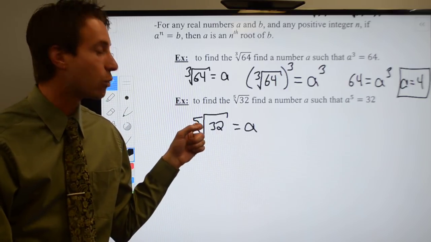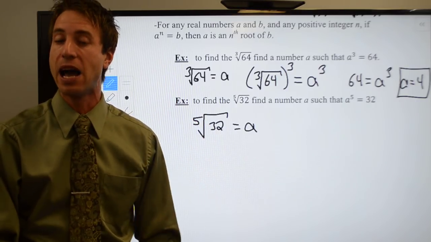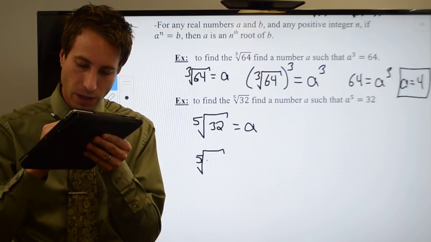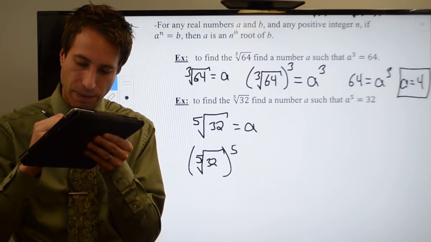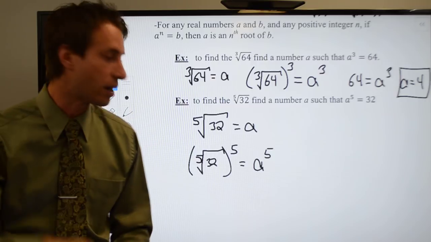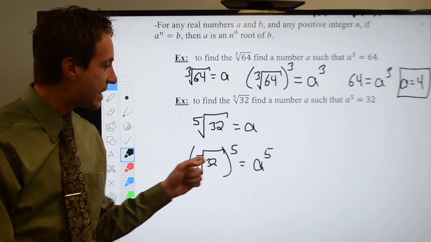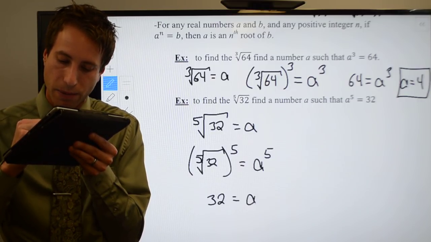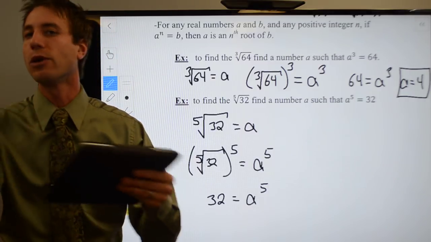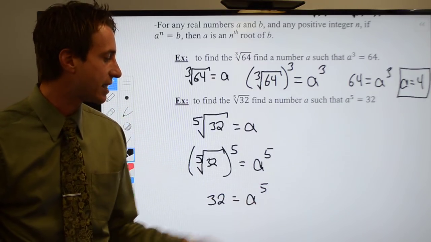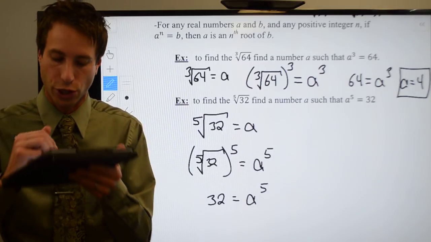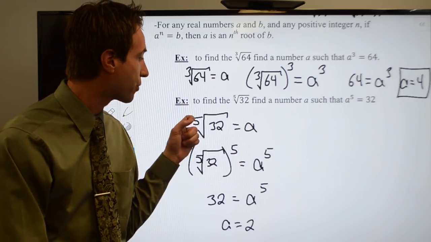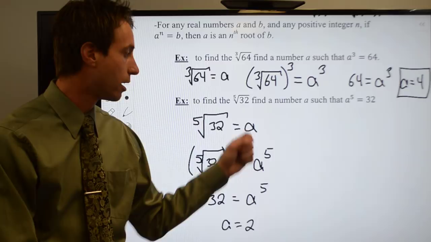Well, again, in order to get the radical to go away, I just need to raise it to that power. So we're going to do the fifth root of 32 raised to the fifth power. But algebra says whatever I do to one side, I have to do to both sides. The index and the power are the same. They'll cancel each other out. And I get 32 is equal to some number raised to the fifth power. Well, it won't take you very long to figure out that the number raised to the fifth power that gets you 32 is 2. So a would be equal to 2. What that means is if you were to take the fifth root of 32, you should get 2.